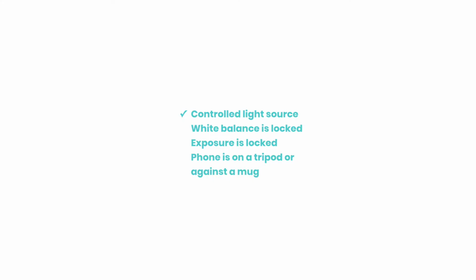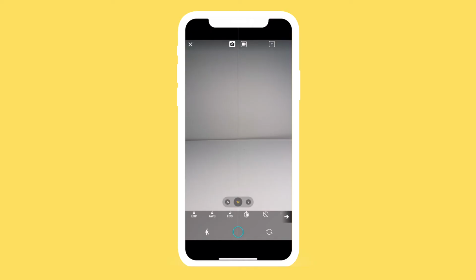We're going to repeat the same process as before with animating our object. However, this time we have our controlled light source, our white balance and exposure is locked, and our phone is stabilized, so it's either on a tripod or placed against a mug or maybe inside the mug. So take your first photo with the frame completely empty and then move your object in, take another photo, move the object again a little bit, so on and so forth until it's completely out of frame and you have your last photo with the frame completely empty.